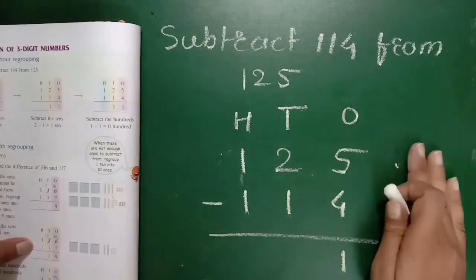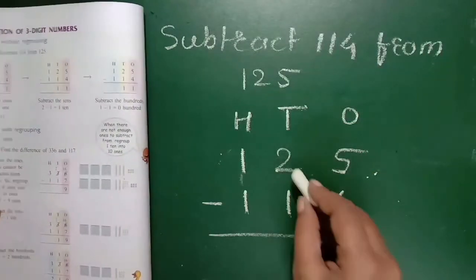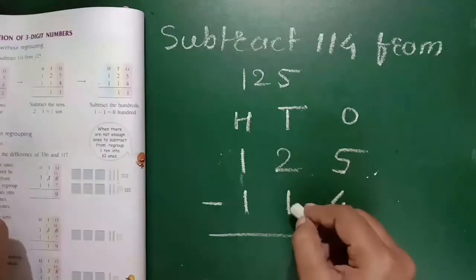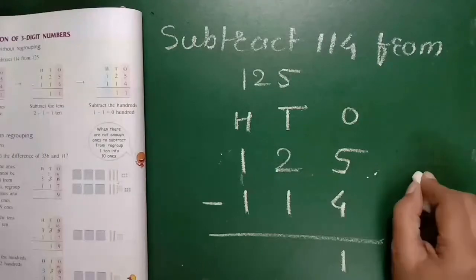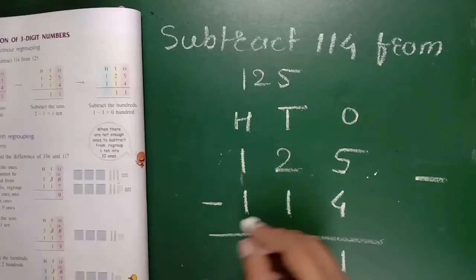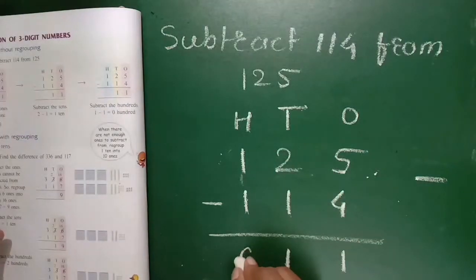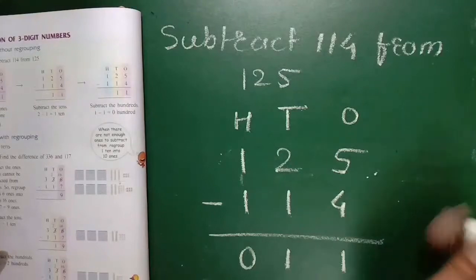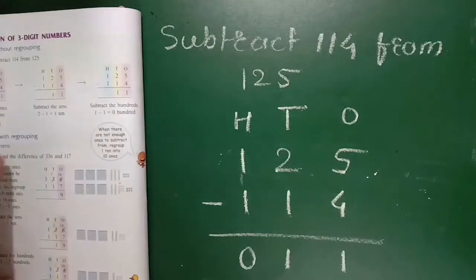Okay. Now subtract tens place. Count to 2 after 1. That is 1 after 2. It means 1 again. Okay. And subtract 1 from 1. That is 0. Got it? So our answer is 11. Okay, students. Let's see another example.